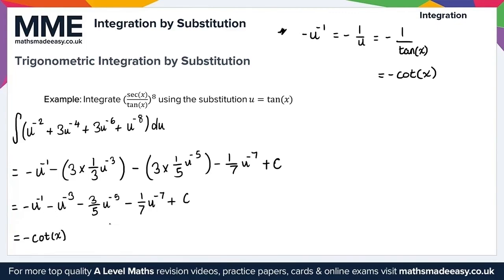Minus u to the minus 3 is minus cot cubed x. Minus 3/5 here is minus 3/5 of cot to the power of 5 x. We've got minus 1 over 7 u to the minus 7, so that's minus 1 over 7 cot to the 7 x. And then finally we've got our plus c there. And then we have arrived at the solution.